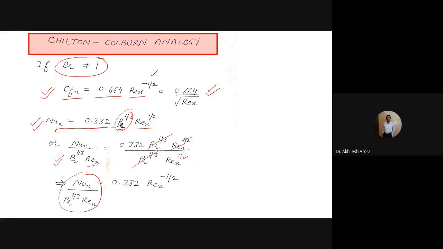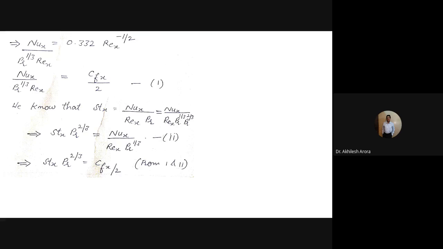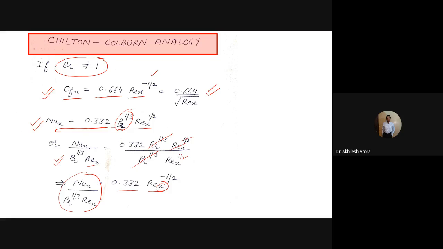Nusselt number divided by the Prandtl number raised to power 1 by 3 into local Reynolds number is equal to 0.332 Reynolds number raised to power 1 by 2. So it's a local Reynolds number. Once again, it is the same equation, and if you remember exactly this term, 0.332 into local Reynolds number raised to power 1 by 2, you can see it in the previous equation here.